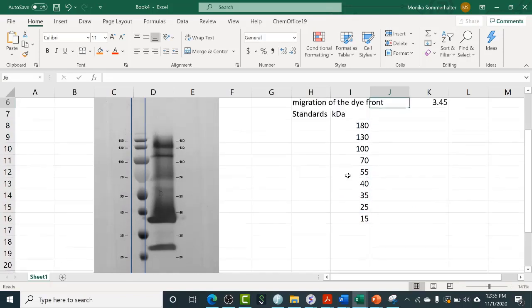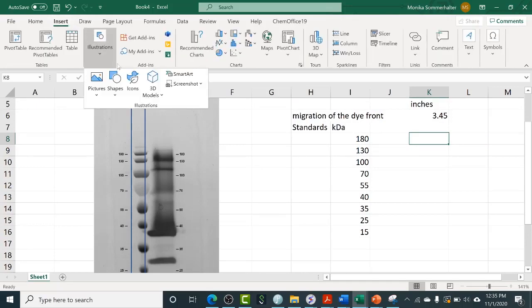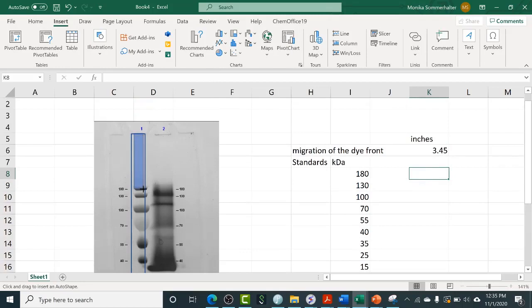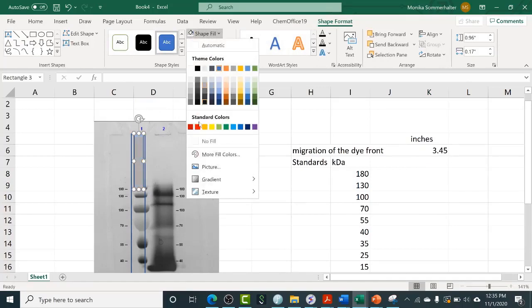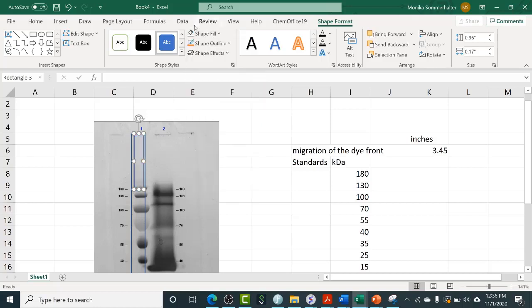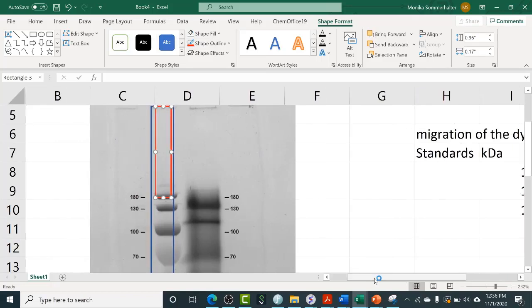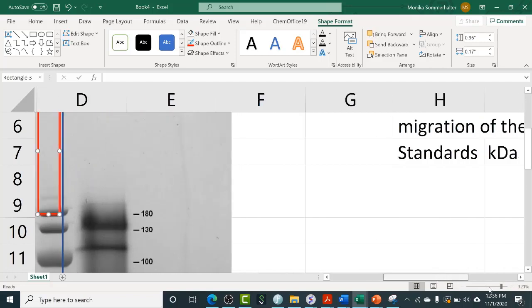and one by one, I'll determine the migration. Again, I'm going to insert as an illustration one of those rectangle shapes, starting at exactly the same position for the loading well, and then going to the middle of the darkest spot of my band. And the length here of the migration for this band was 0.96 inches.